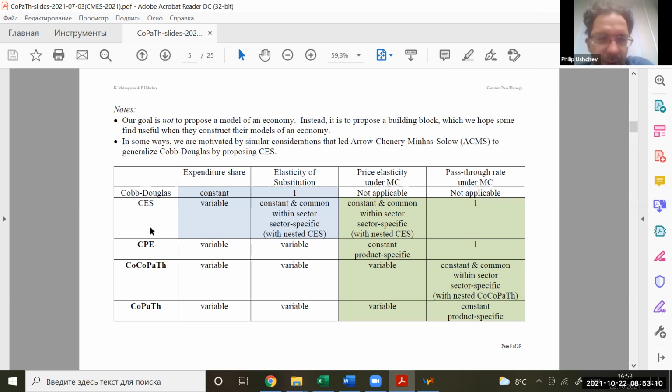So we successively developed 3 extensions of CES. One is CPE, which still implies a complete pass-through. The other one is COPATH, which gives you incomplete pass-through, but constant and common across firms, at least within a sector. And the third one is COCOPATH, where the pass-through is constant in that it's not responsive to various general equilibrium effects. You can really think of it as a parameter, but it's a firm-specific parameter.